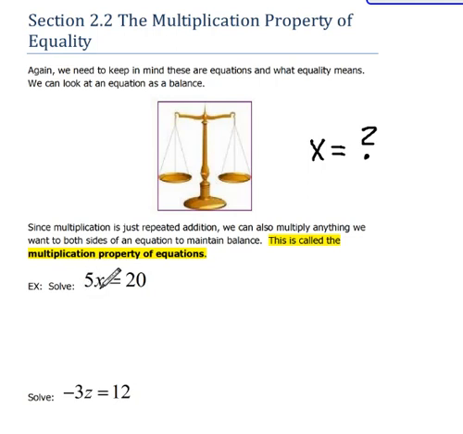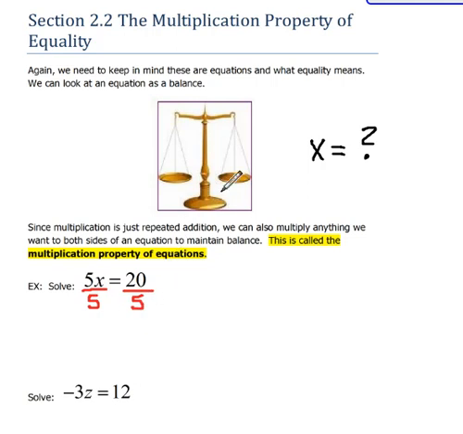Well, remember that in order to remove things from x, to get them away from it, we always do the opposite. So think about what's going on here right now. We have 5 times x. So what would be the opposite of multiplying by 5? Well, that would be to divide by 5. And I can do that as long as I do it to both sides. That way I've maintained that balance.